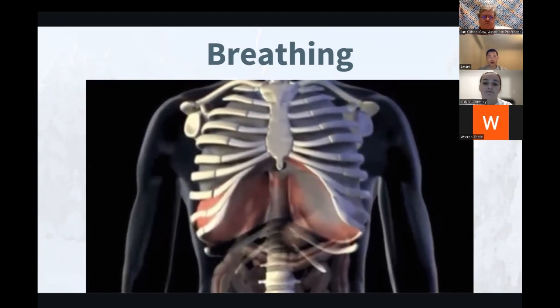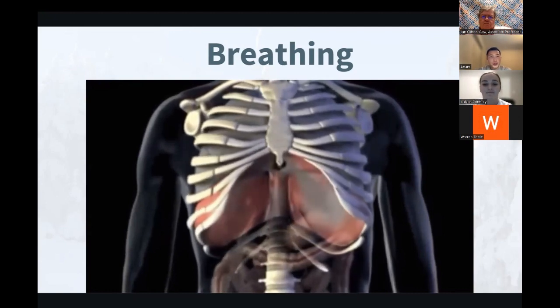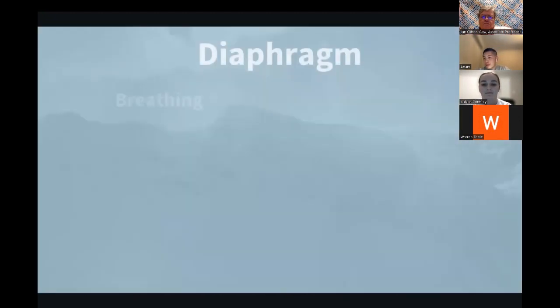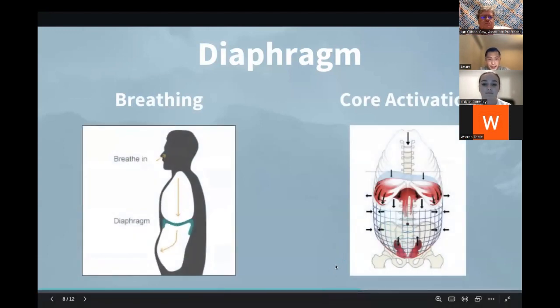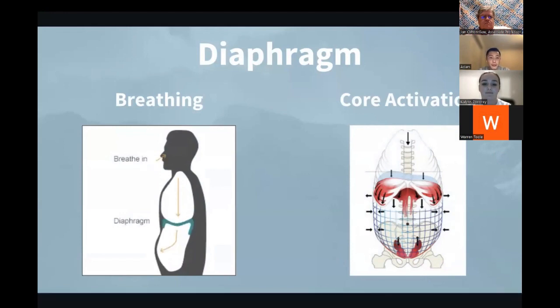So that brings us to the two functions of our diaphragm. According to DNS, the diaphragm has basically two functions. The first one, obviously, is the breathing part. And the second part is the role in core activation. So the diaphragm needs to work in an optimal way in order to have optimal core activation. So that brings us to the relationship between task and core activation strategies.